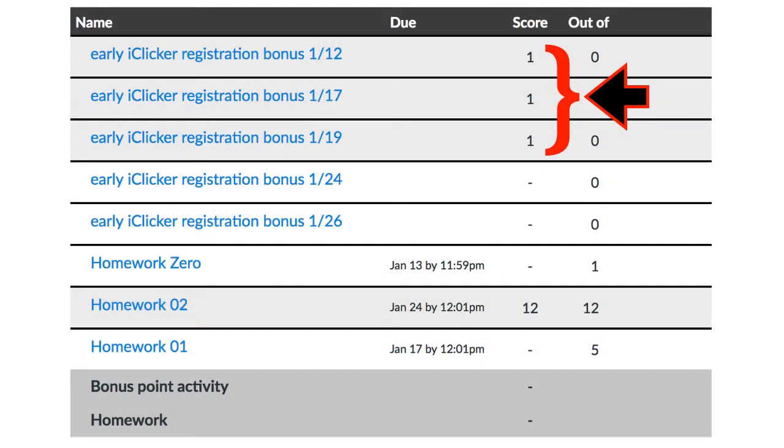Here's where they are right now. There's 3 points up, and hopefully you've got at least one of those. But if you want to get at least one more bonus point, get your iClicker 2 registered. And I had a student ask me this morning in messages, Dr. B, can we use the Reef clicker system? And the answer to that is no. And there's a bunch of reasons for that.